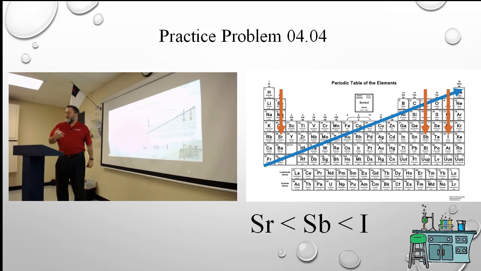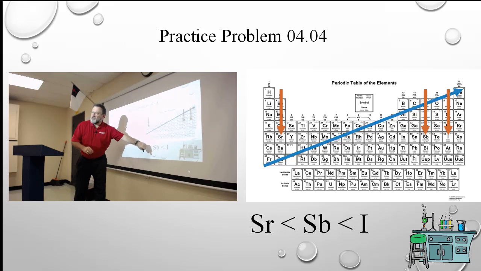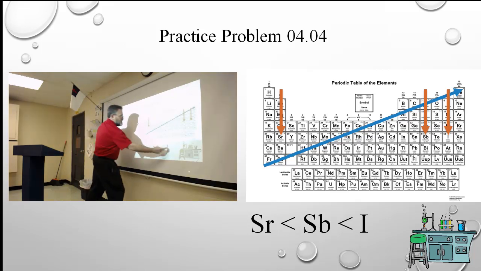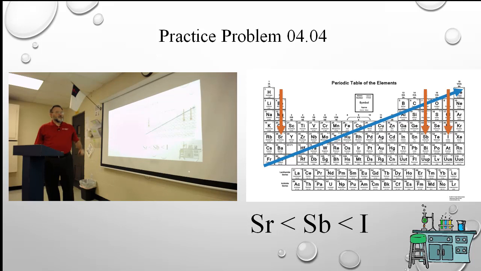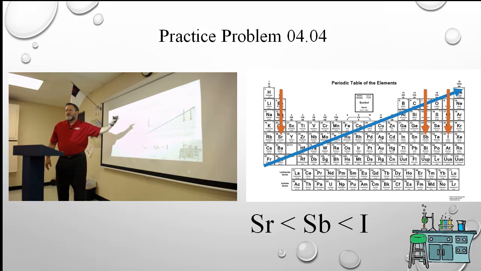Sr, Sb, I would be in increasing order. That is true. You answered the question correctly, but get used to recognizing it by using greater than or less than. This is less than this. This is less than this. The other way to say it is this is greater than this and this is greater than this. Okay? So that's your order, that's your trend based upon the location on the periodic table for this periodic property.